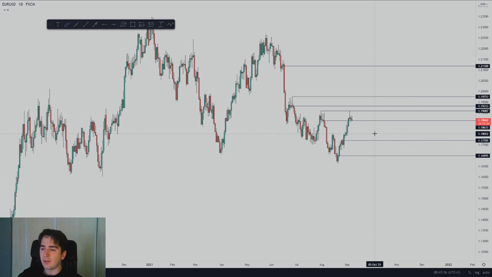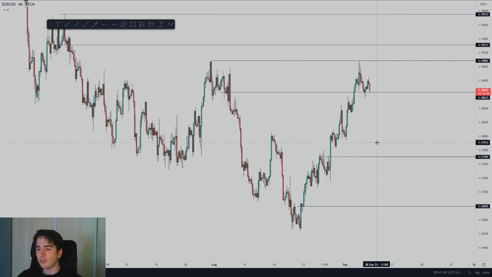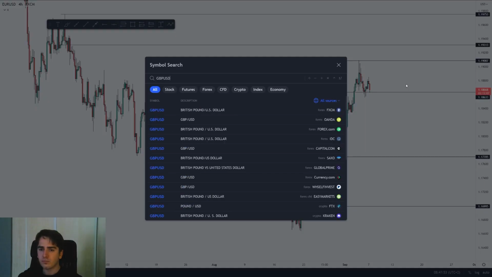That's something that I'm going to be looking at for Euro dollar. So for now, just expecting that push further in towards the lows after this overextended move. You could start looking for shorts once we take out this low over here, and then just take the trend setup further in towards the lows. So with that said, let's head over to pound dollar.